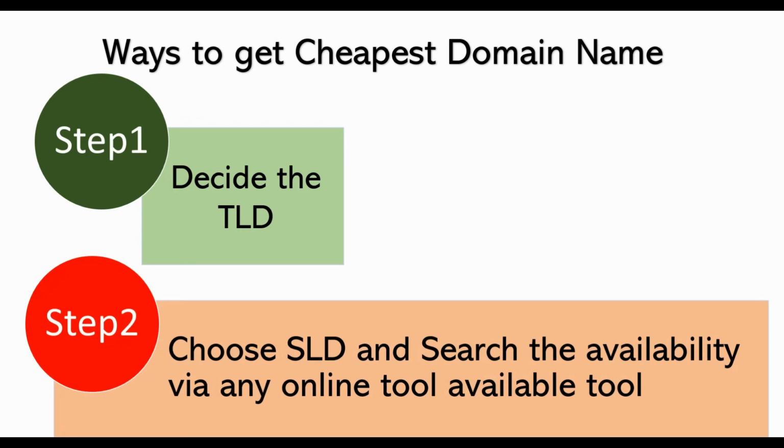Second, you have to decide what SLD you want to register, and search the availability via any online tool. For example, you can just go to godaddy.com or namecheap.com. All the domain name registration websites have these tools. So you can go to the tool and check the availability of the domain name online first of all.